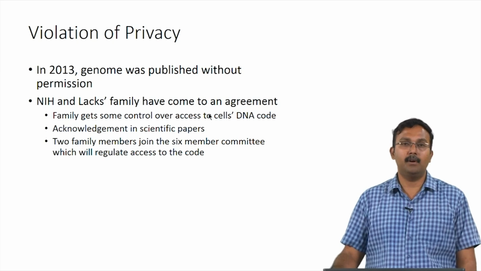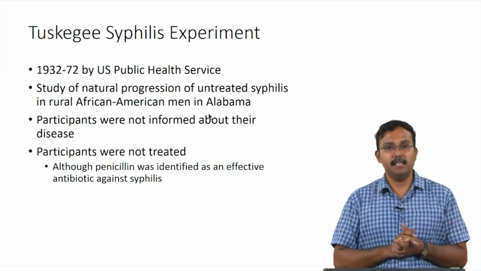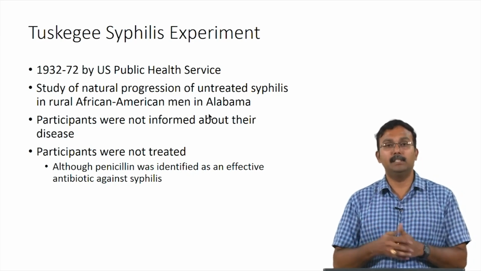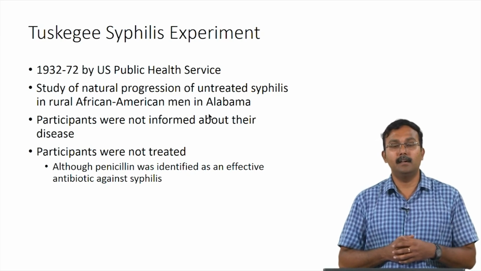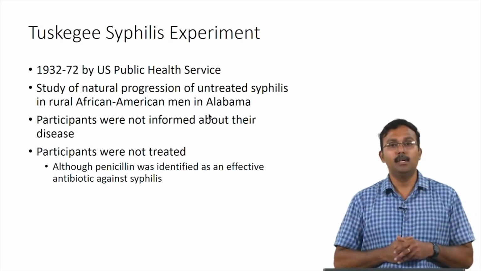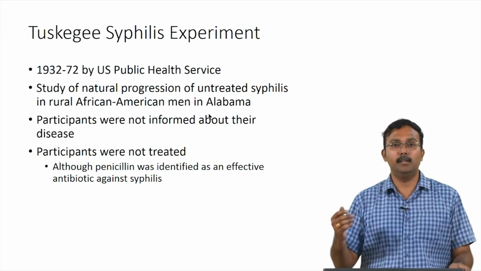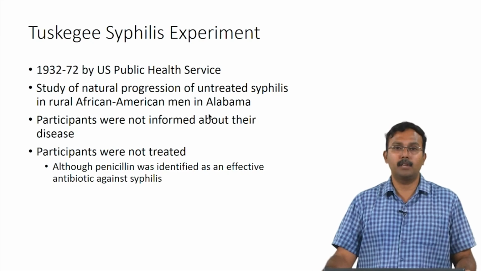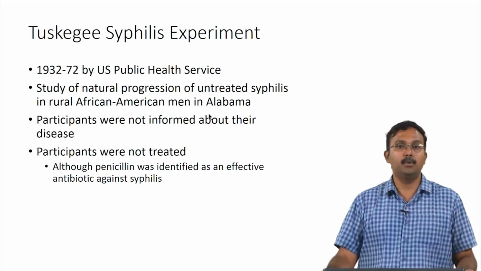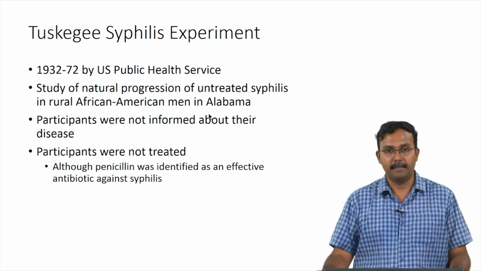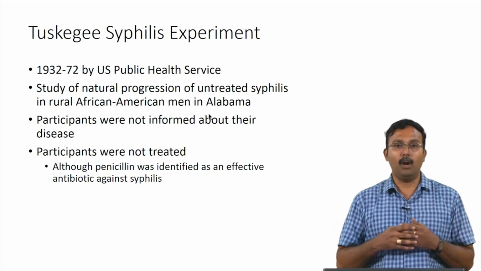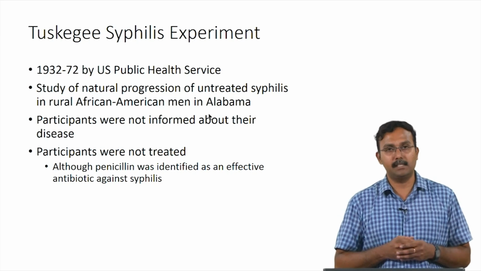Another case where informed consent was never obtained is the Tuskegee syphilis experiment. Here people actually suffered significantly. This happened from 1932 to 1972 and was done by the US Public Health Service. The study was to understand the natural progression of untreated syphilis in rural African American men in Alabama. The participants were not informed about their disease, the participants were not treated, although at that time penicillin was identified as an effective antibiotic against syphilis.